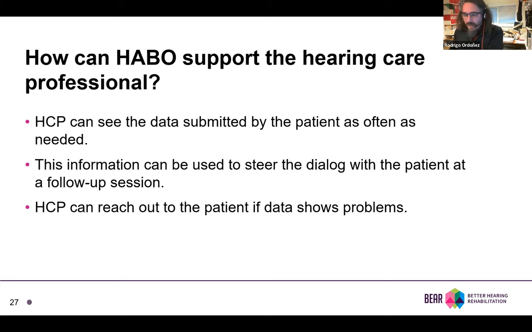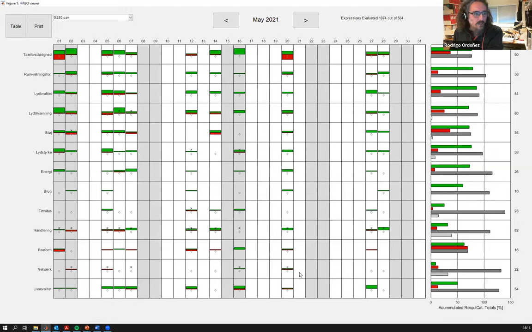And to get an idea of this, we can see in this graph, this is data from one of the subjects, and each of these columns here represents a day. We can see there's a date up here.